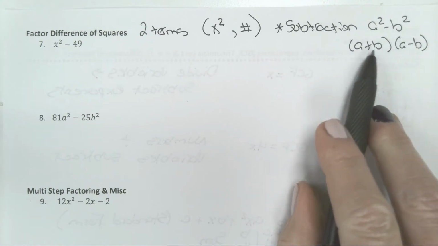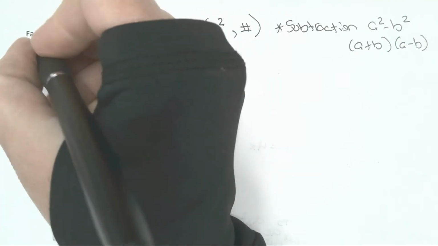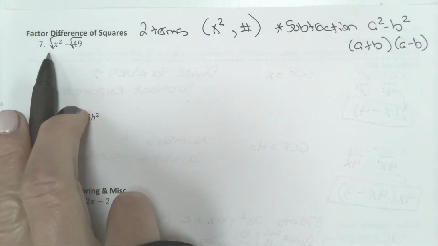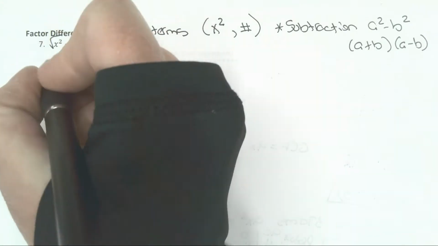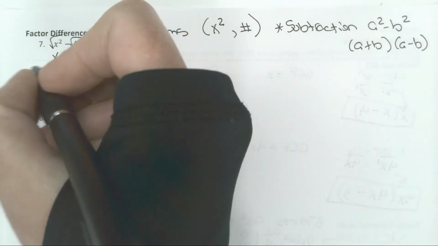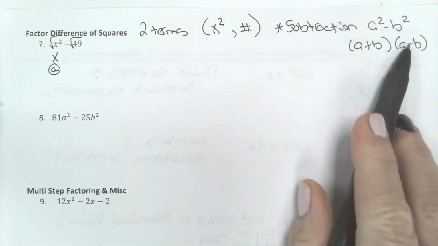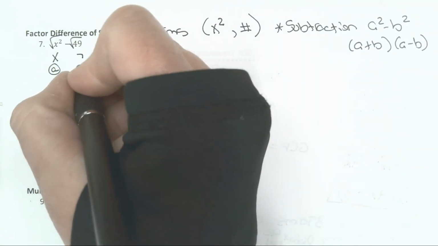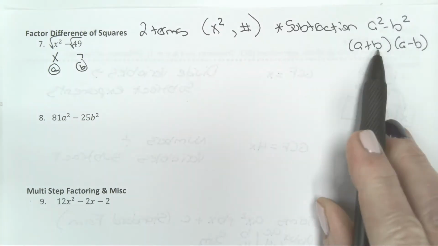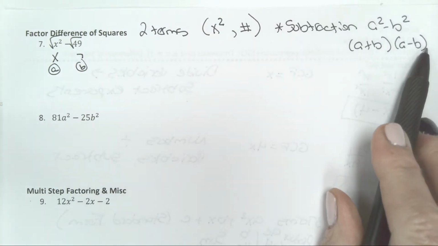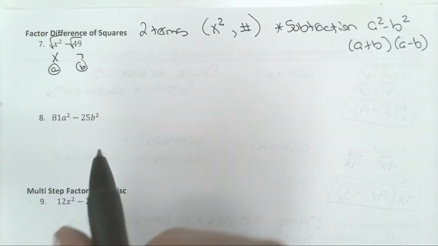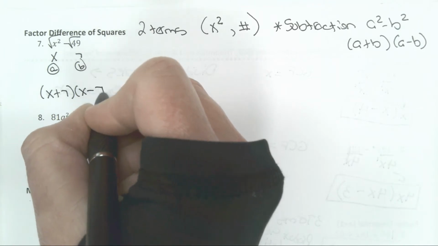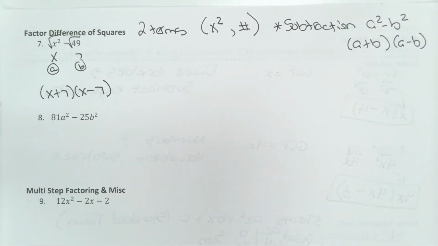So we get this a and this b right here by taking the square root of each of those terms. The square root of x squared is x, so that's going to play the role of your a in your formula. And the square root of 49 is 7. And that's going to play the role of b here in your formula. So x squared minus 49 factors as x plus 7 and x minus 7.